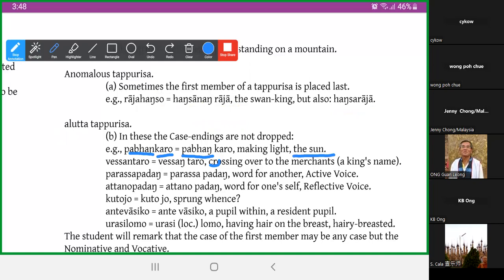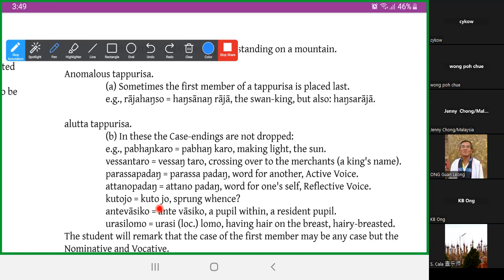So parasa, you have the parasa and padam. Parasa is for other. So atano for oneself. So words for other, words for oneself. So kutojo, so you combine. Kuto, when you learn, is an ablative case. Kuta plus to, like kuto, jo. Jo is from the birth, jati, to do with the jati. Sprung, meaning arise from where. Okay, so this is the ablative case.